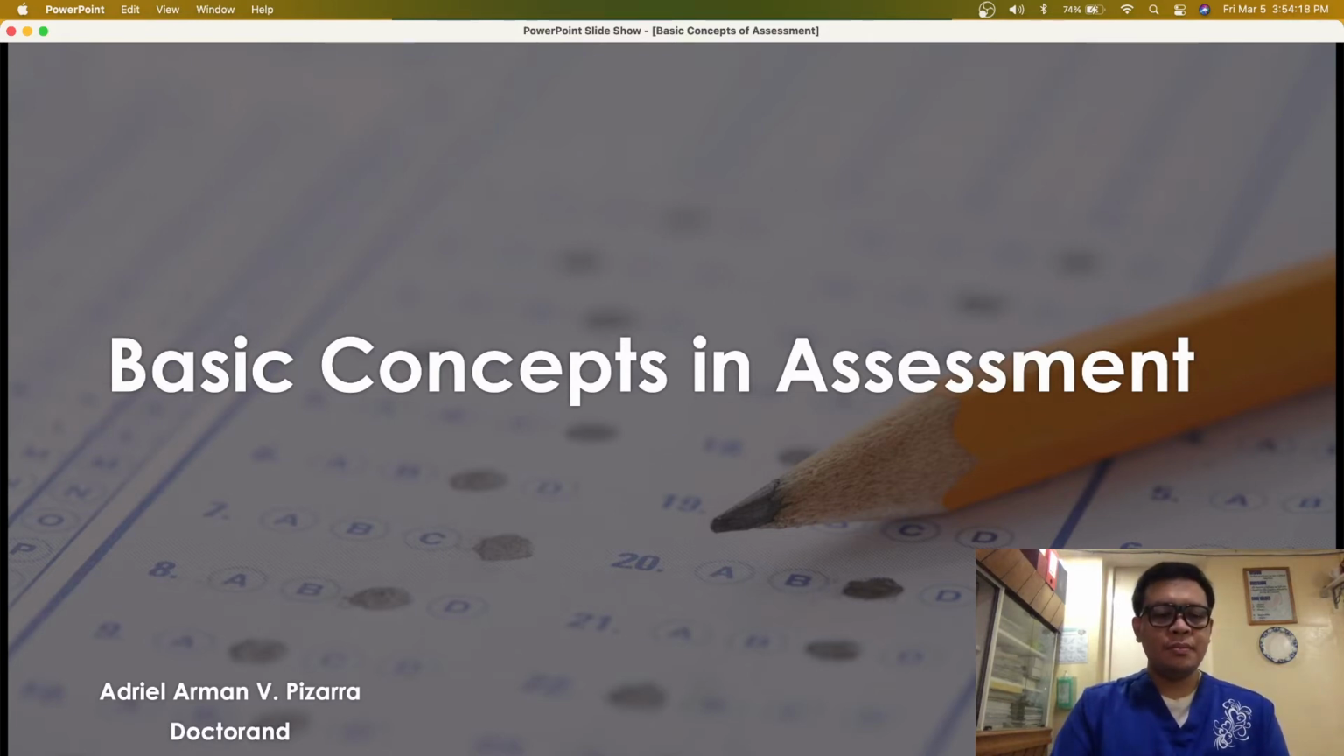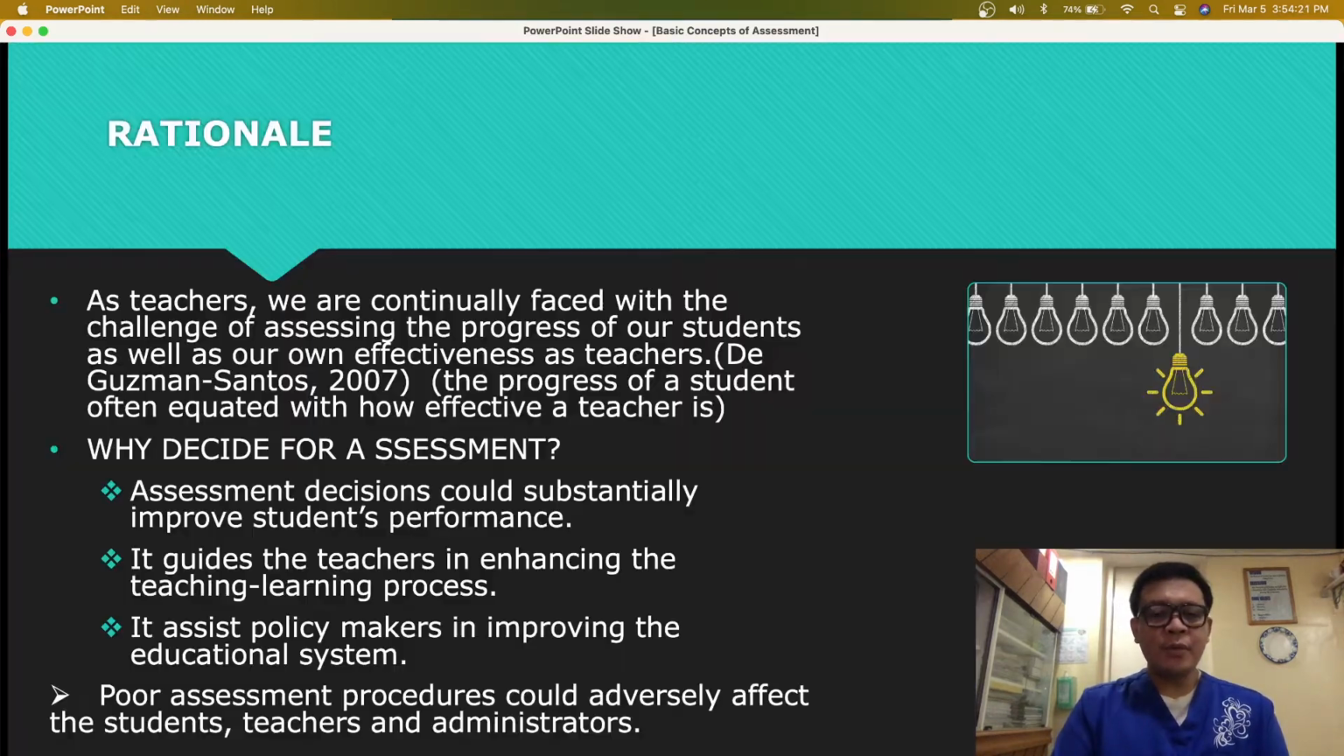So, allow me to present to you my PowerPoint presentation as to how I was able to come up with certain research on what assessment is all about as part of our lesson. So, first, I would like to introduce to you the rationale of the study.